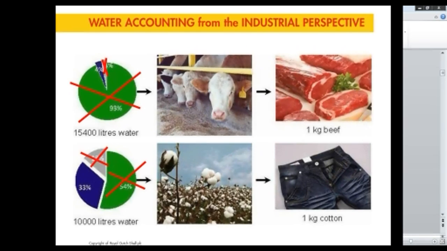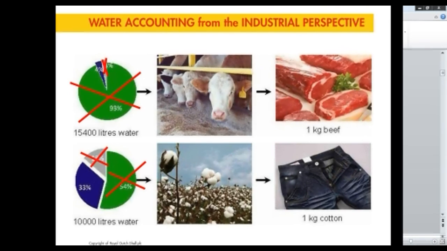So we do not look at the green component. We also don't take the grey water component into account, because we say in Shell that if we discharge into whatever it is, a river basin or a lake or an aquifer, then we treat the water in such a way that it's in compliance with the regulations. So we don't need that grey water footprint. We focus on the blue water component, on what's taken, fresh water taken from a river basin runoff. And we do that from the industrial perspective, because we do industries, we do operations.